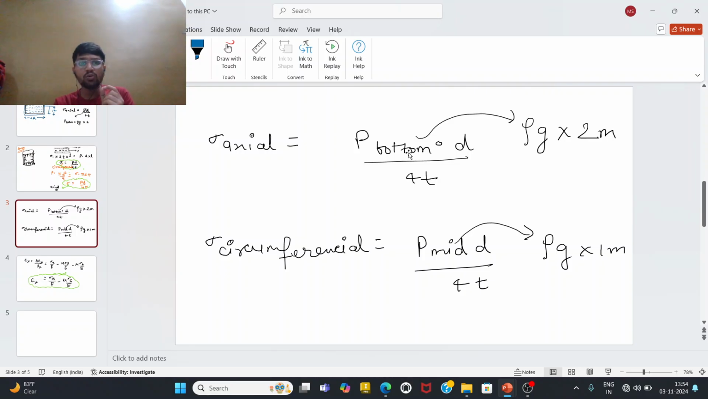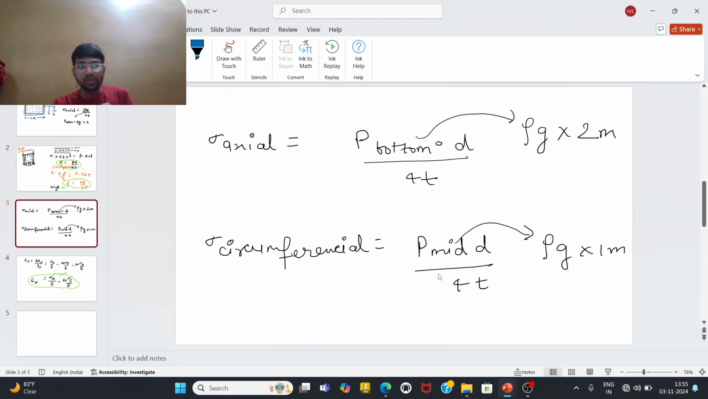Now, how do we find the circumferential stress? For the circumferential stress, what pressure do we put into that equation? It is a local term: we find the pressure at this point. Our interest is to find the stress at 1 meter from the bottom, so the pressure is rho g into 1 meter. This is the ultimate approach to find the axial and circumferential stresses.